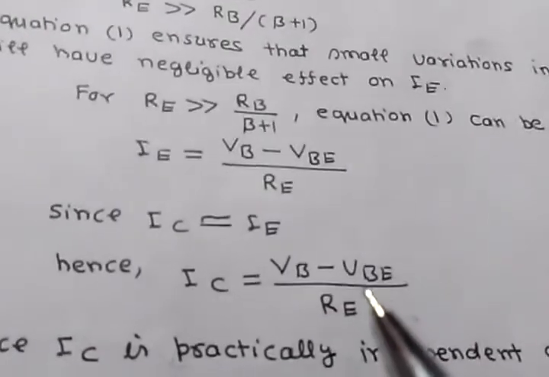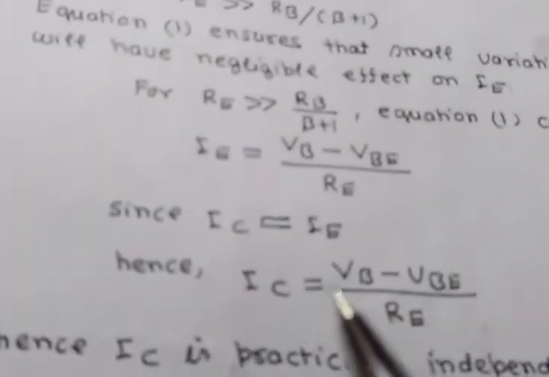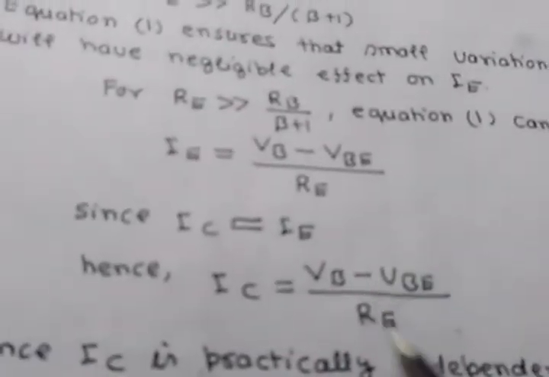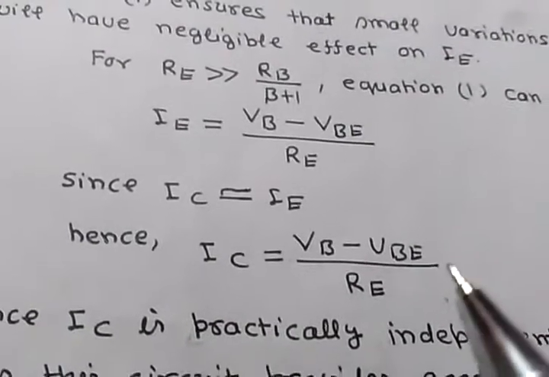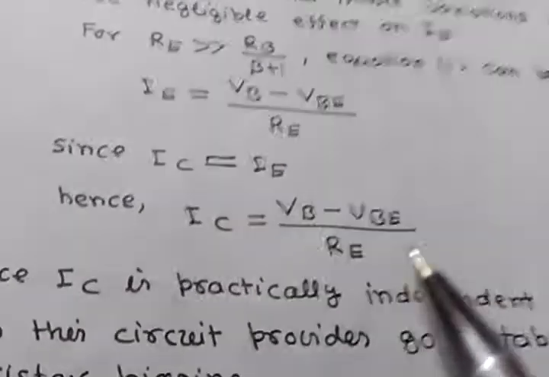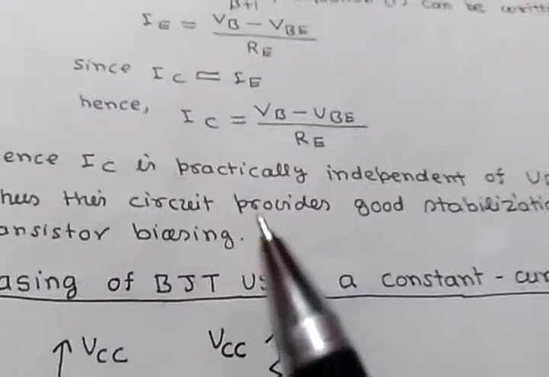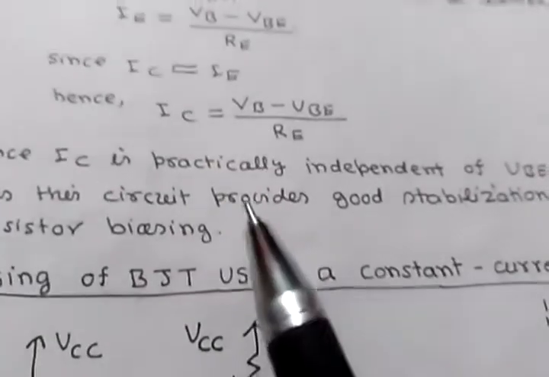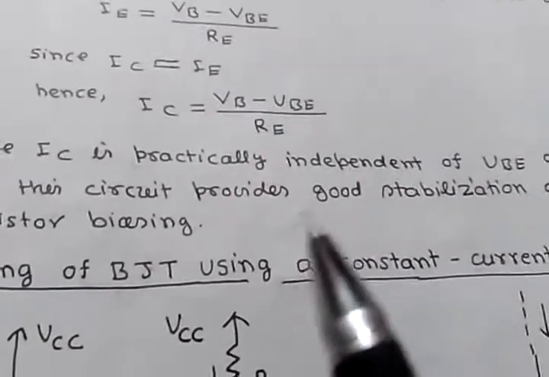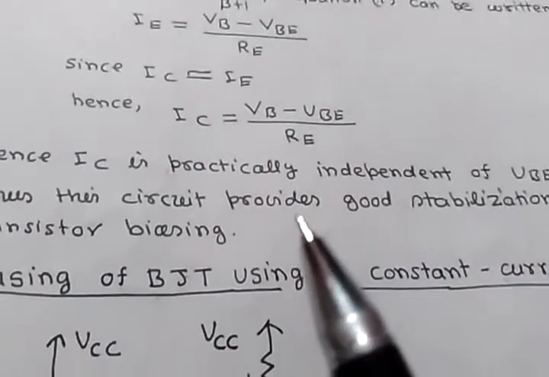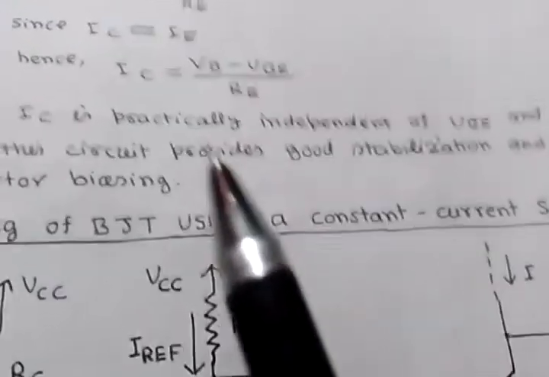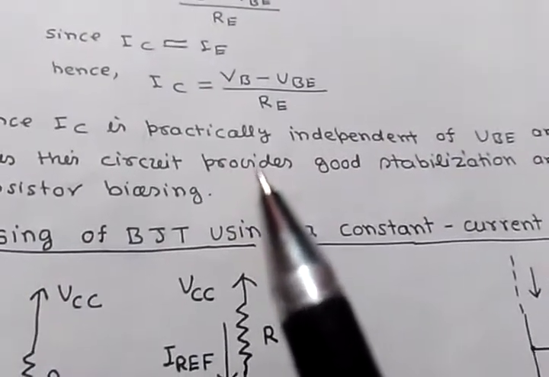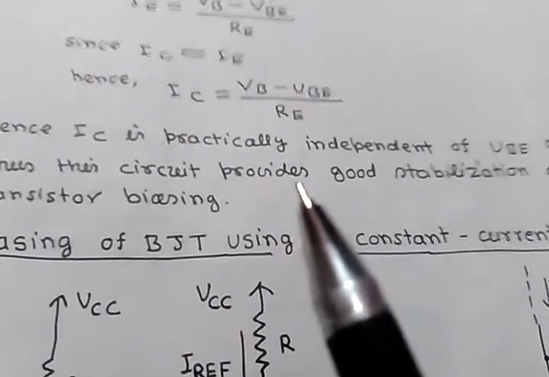Means VBE is very small in comparison to VB. So VBE can be ignored. So any variation in VBE due to the change in temperature can be ignored if we calculate the collector current IC. So in this way, the collector current IC is independent of temperature variation as well as variation in transistor parameter. So this circuit provides very good stabilization, and this is the reason this potential divider biasing is widely used in transistor amplifier circuits.